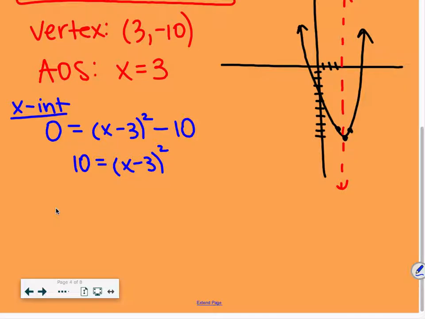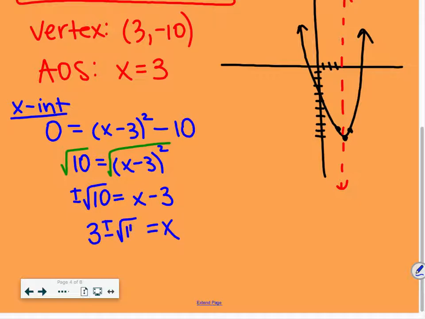Next step would be to square root both sides to get rid of that square. Now I need to remind you that when we square root both sides to solve an equation, we have a plus or minus radical whatever the number is. So there needs to be a plus or minus radical 10. Remember, there's two answers here. It's hitting twice. Then we can add that 3 over. So 3 plus or minus radical 10 would be the two places that we have x-intercepts. 3 plus radical 10, 3 minus radical 10.